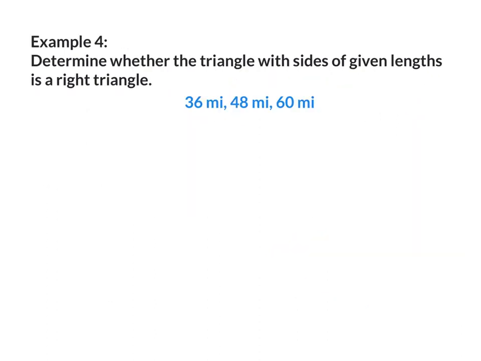Example 4. Determine whether the triangle with sides of given lengths is a right triangle. So first I'm going to start off by labeling my sides. I know that the smallest side is side A and the longest side is side C. So 36 is going to be side A because it's the smallest side, and 60 is going to be side C because it's the longest side. So that means 48 is going to be side B. So I'm going to write down my Pythagorean theorem, which is a squared plus b squared equals c squared.